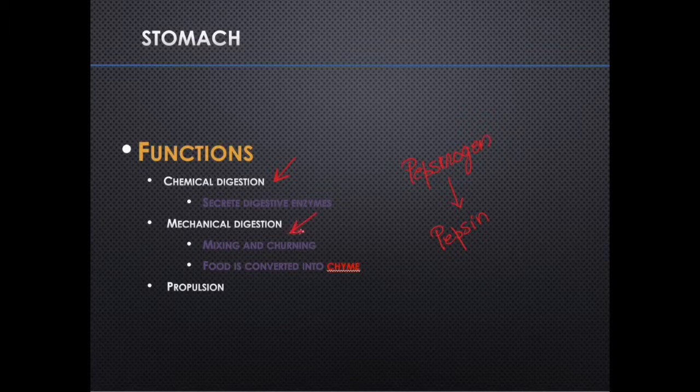Another function of the stomach is to allow the mechanical digestion, and this would be allowed by mixing and churning the food. And at this point, the food bolus that we've received from the oral cavity is not going to be called bolus anymore, but we're going to call it the chyme. Another function here for the stomach is to allow the propulsion. And remember, what kind of propulsion takes place in the stomach? Everywhere except for the oropharynx, you're going to be allowing propulsion by peristalsis.